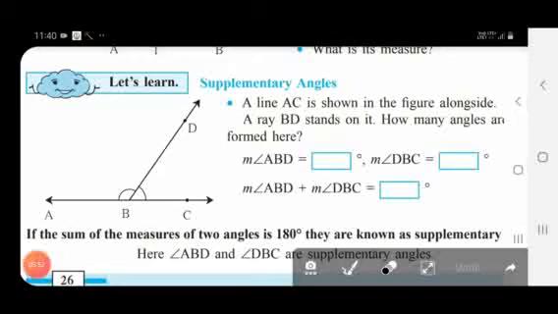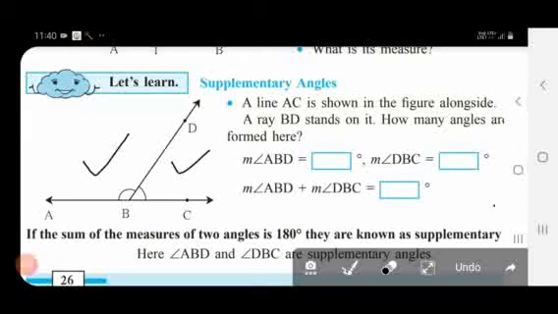Next concept is supplementary angles. Two angles are said to be supplementary if their sum is 180 degrees. Then they are known as supplementary angles. For example, consider this diagram. Here two angles are present, ABD and DBC.